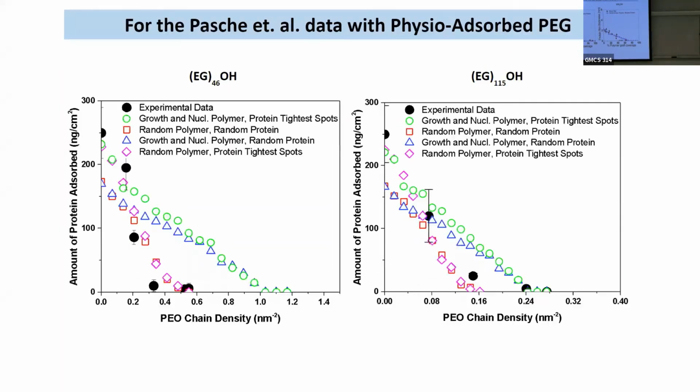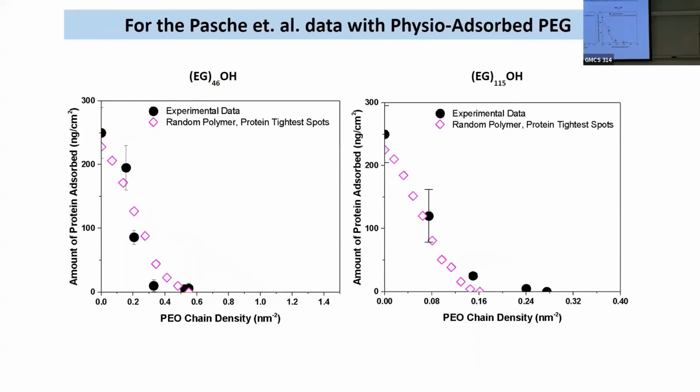And in this one, where the polymer is not grown by the self-assembled monolayer process but is physically absorbed, the random polymer one fits nicely, but the proteins actually nudge each other and sort of tightly fit together. And that's the one that fits the best in that case.